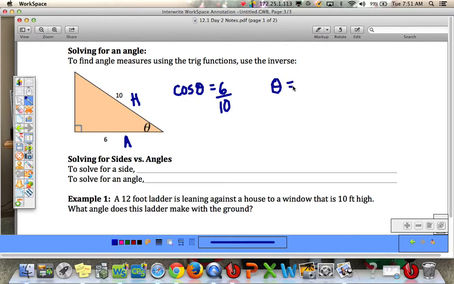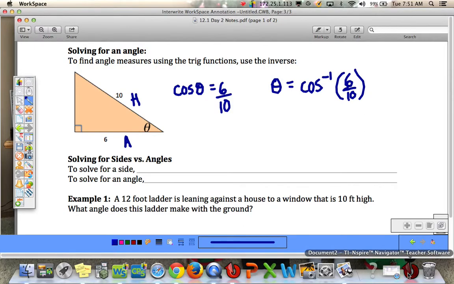So here's what it looks like. Theta equals cosine inverse. That gets rid of the cosine on this side, so then you do it on this side as well, of 6 over 10. So again, cosine inverse gets rid of this cosine, and what you do on one side, you do on the other side. We don't show it on this side because we've gotten rid of it. And then you type that in your calculator.